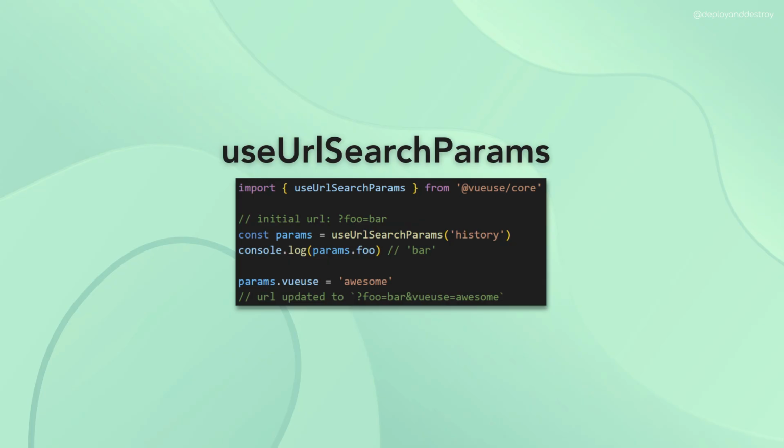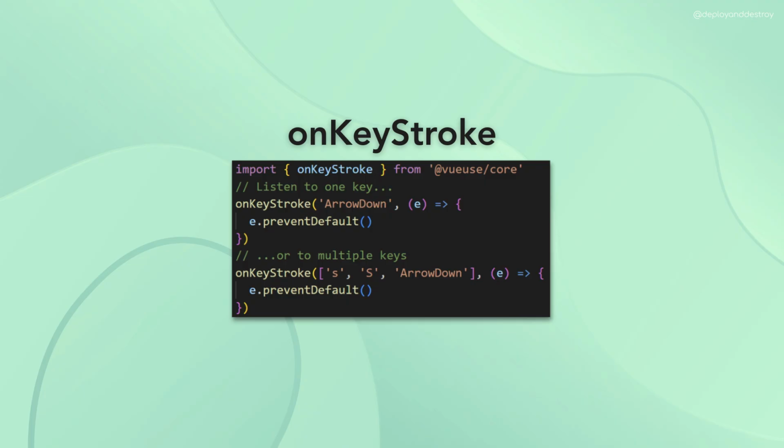useUrlSearchParams. Saves you from manually parsing query strings. This is super useful for search filters or pagination states in the URL. onKeyStroke. Now this is perfect for hotkeys. I use this to let users press / to focus a search box or escape to close a modal. Also, recently used it to bind letters of the alphabet to different tools in a mapping app.